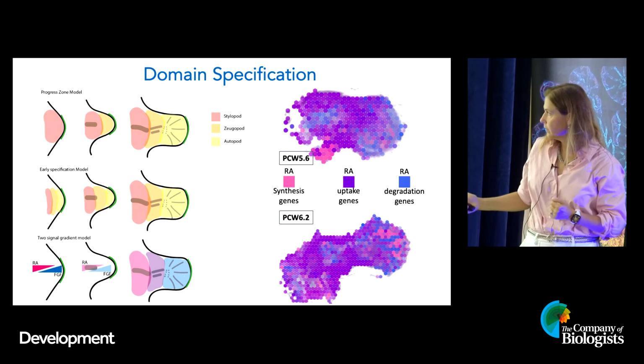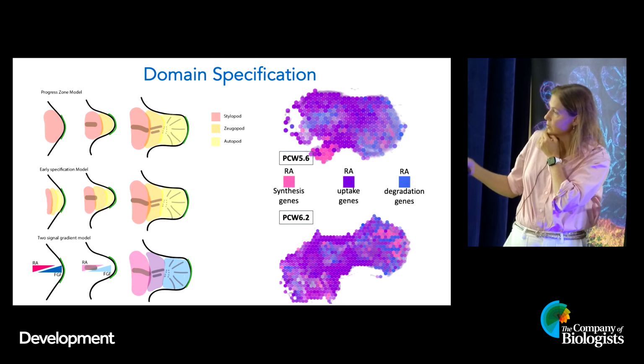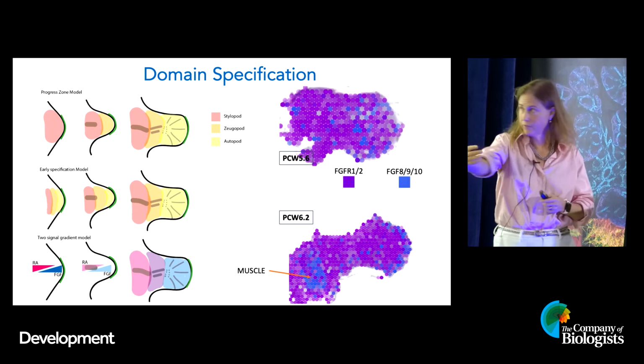What Pong did was plot the synthesis genes, retinoic acid uptake, and degradation, and show that yes, there is some signal coming from proximal, but then you also have this very distal signal where the digits are developing.